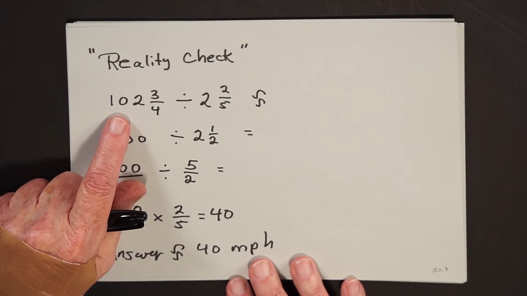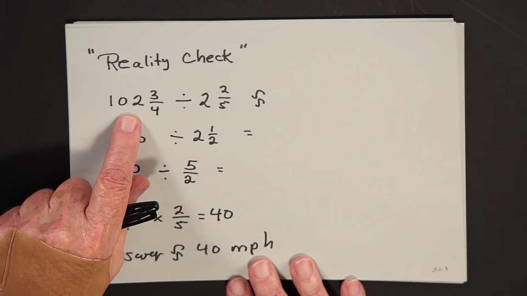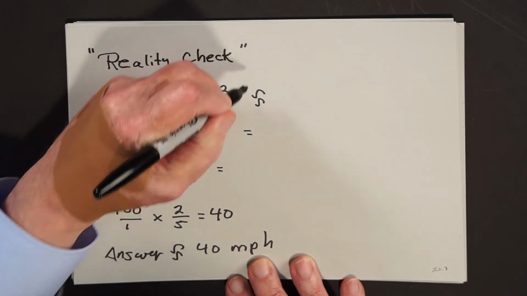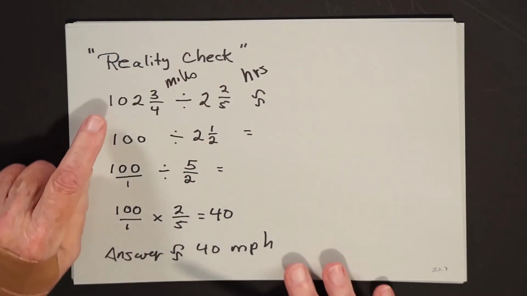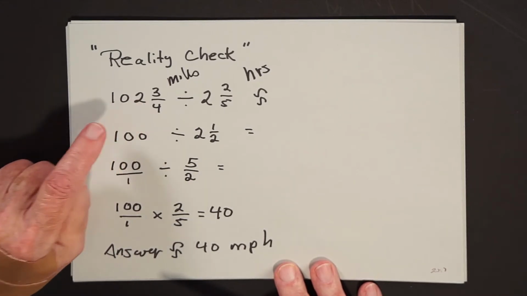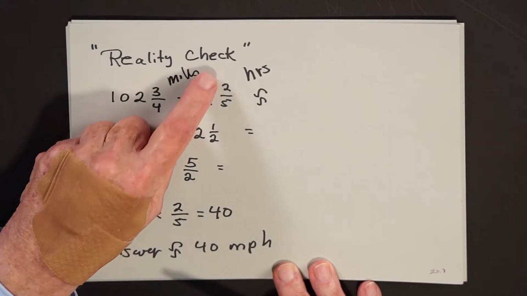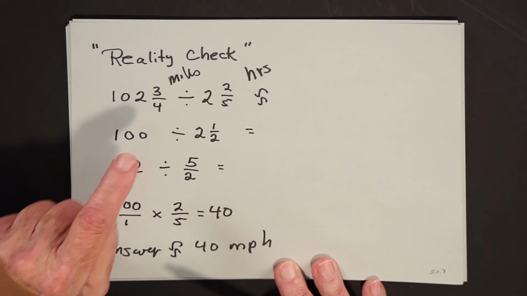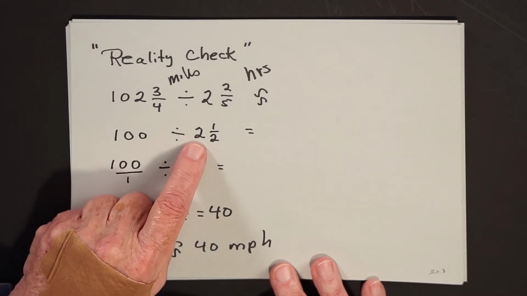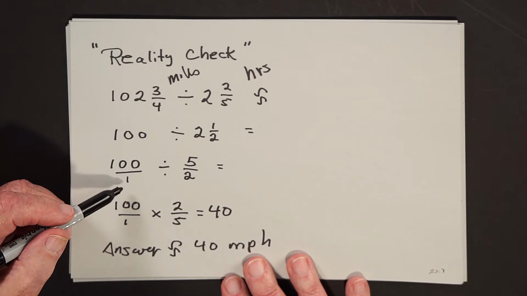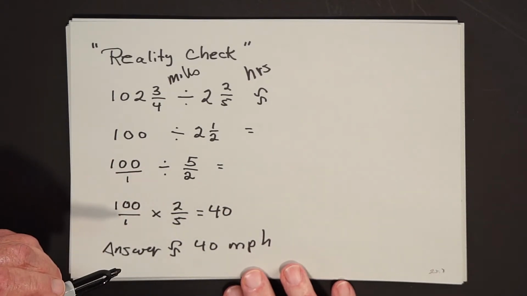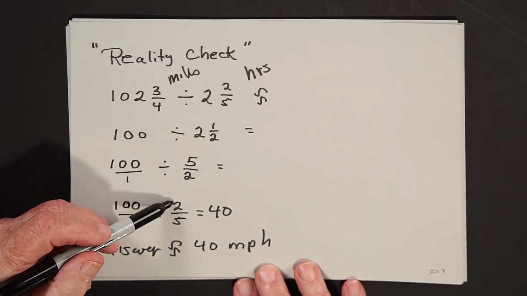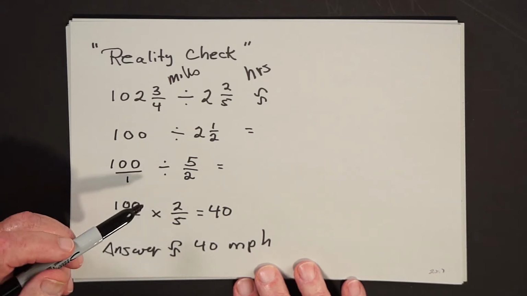We're looking for miles per hour, so it's the number of miles divided by the number of hours. In this particular problem, the units are miles and hours. Now, 102 3/4 is pretty close to 100, and 2 2/5 is pretty close to 2 1/2. So the answer to this problem should be approximately 100 divided by 2 1/2. That's the same as 100 over 1 divided by 5 over 2. To divide, we invert and multiply. This becomes 100 over 1 times 2 over 5.